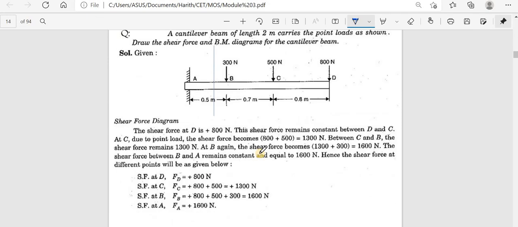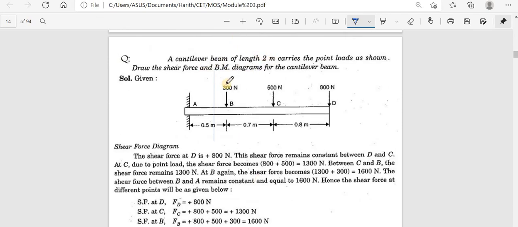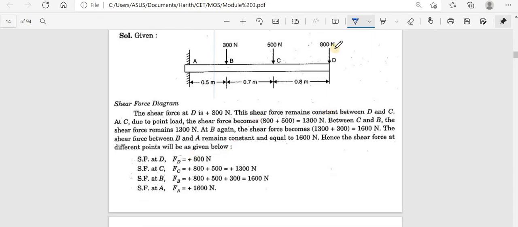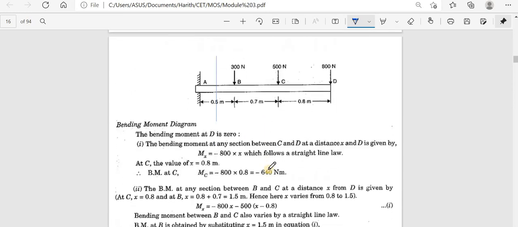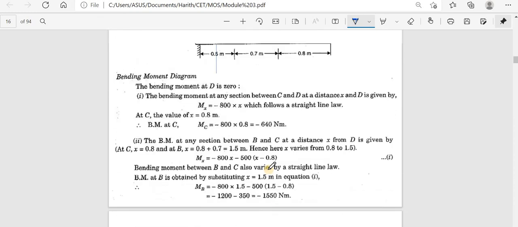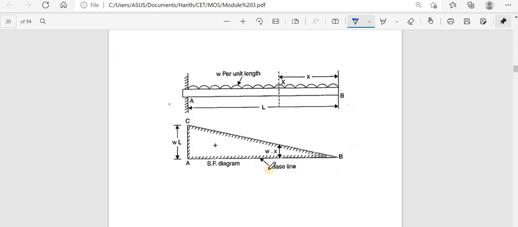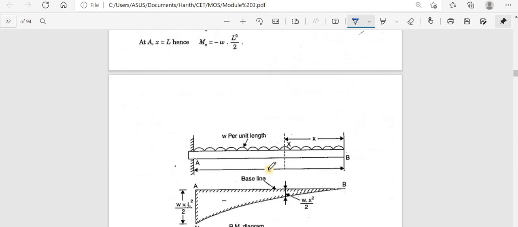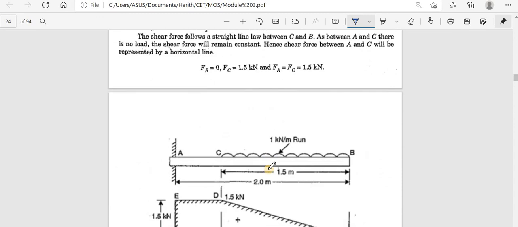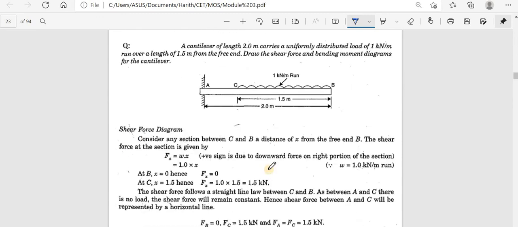So here you can understand, a beam is given and you have to draw the shear force and bending moment diagram. Just understand, this is very easy. You have to just start from this end and it is written like this. Look, the shear force at D is equal to 800. At C it will be 800 plus 500. So likewise we can draw the shear force diagram. The bending moment diagram we will be discussing in the next session only. So just understand how to draw the shear force diagram now.